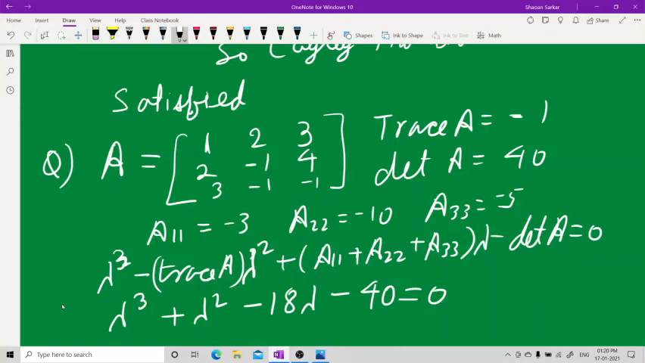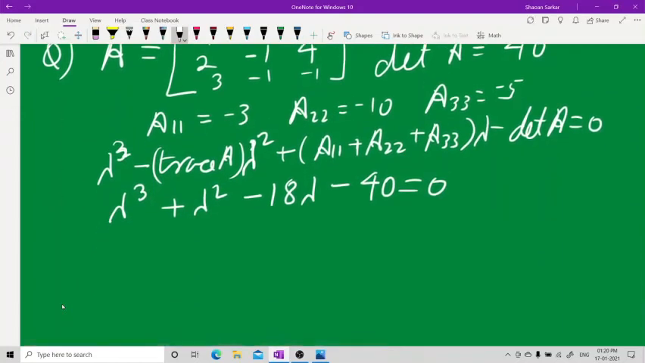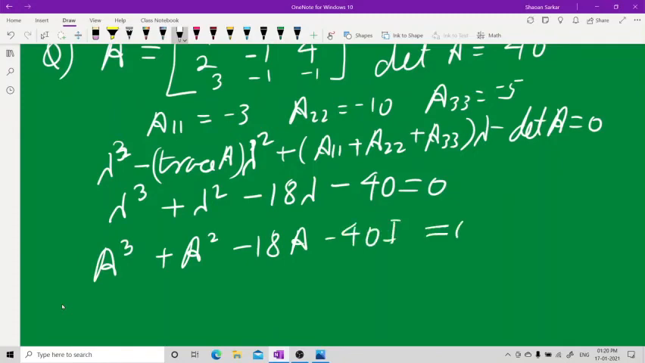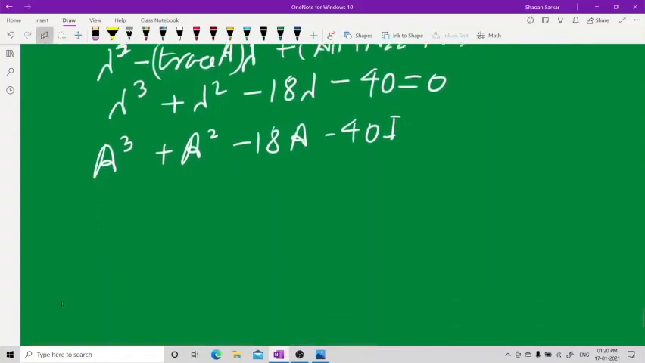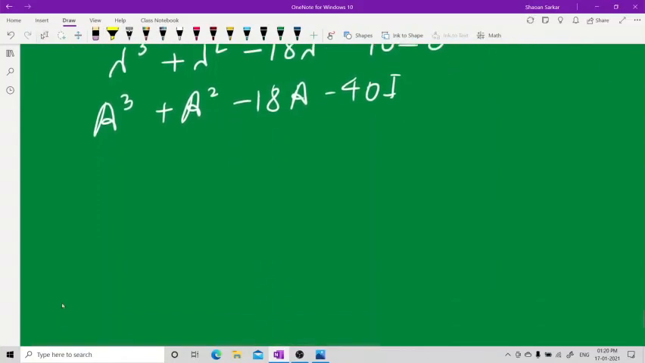Now I will verify the Cayley-Hamilton theorem. What I'll do is that I'll put A cube plus A square minus 18A minus 40I. I will not write a 0 here directly. I have to prove this. So let me rub it. Now I have to find A cube. Wait a minute. First I have to find A square. That will make things easier for me.